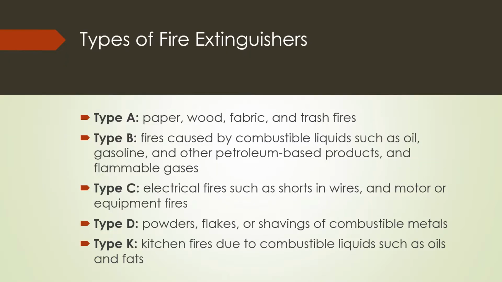There's a type A, which is for paper and wood. Type B is combustible liquids, such as oil and gasoline. C is electrical. And D is powders and shavings of combustible metals. And type K is kitchen fires due to combustible liquids such as oil and fats. I probably don't have any exam questions on that, but try to remember this: A is for wood, B is oil, and C is for electrical, because the state exams will probably have these types of questions.